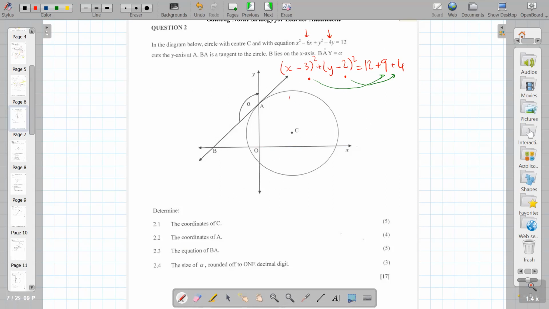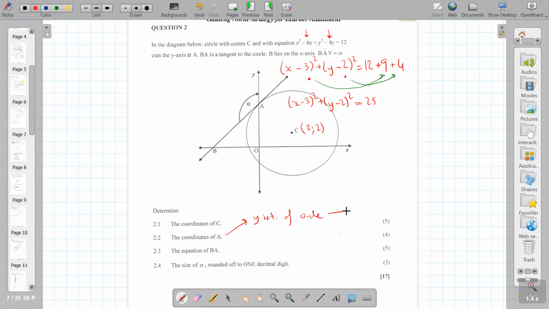Circle equation is (x − 3)² + (y − 2)² = 25. So that gives me the coordinates of C, which is (3, 2). That's it. 5 marks. Coordinates of A, it's basically the y-intercept of the circle.